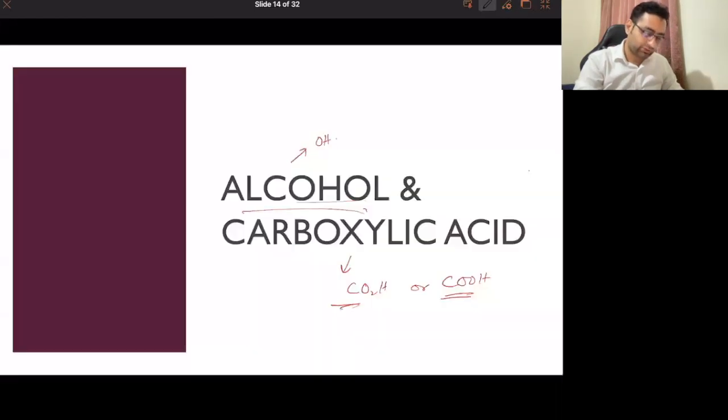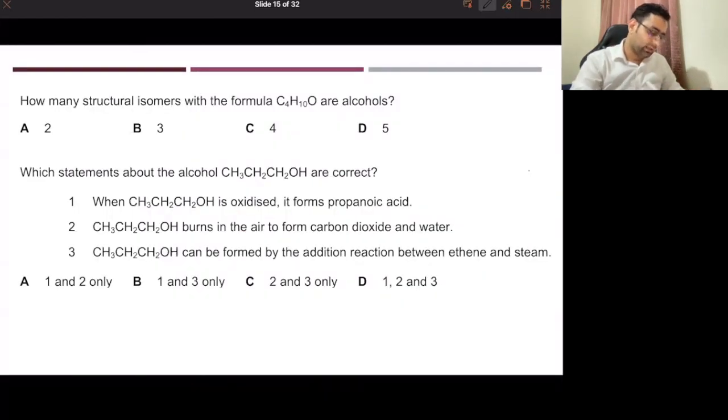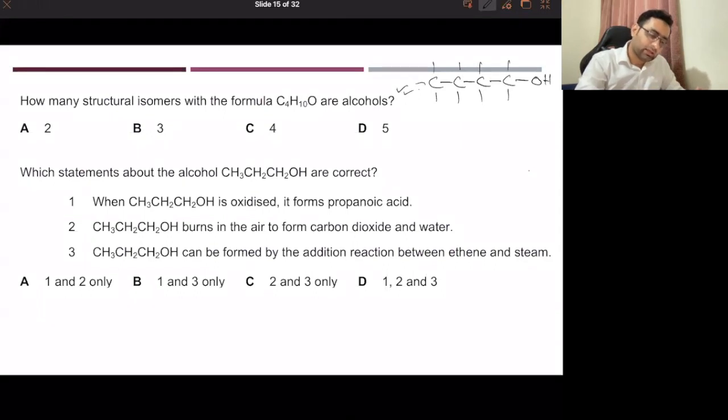Now let's move towards some questions. How many structural isomers with the formula C4H10O are alcohols? Now C4H10O, this is one compound. This is the trickiest question and the most difficult question in the last year. This is OH. First of all, you will change the position of OH. Here, carbon number 1 has OH. In the second structure, with carbon number 2, there is OH. Now, these are the two isomers.